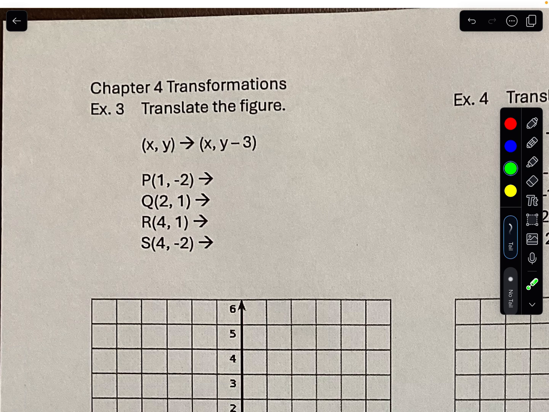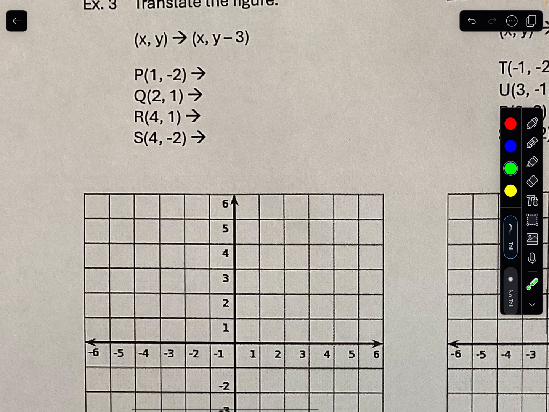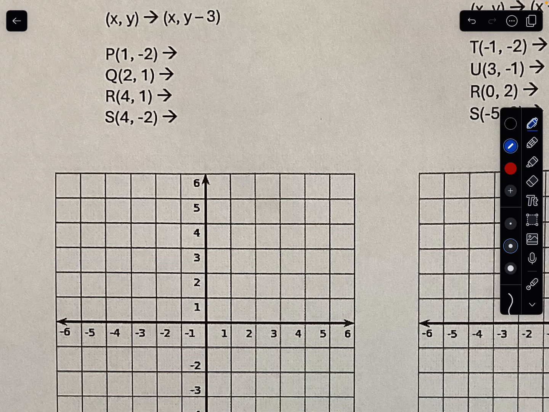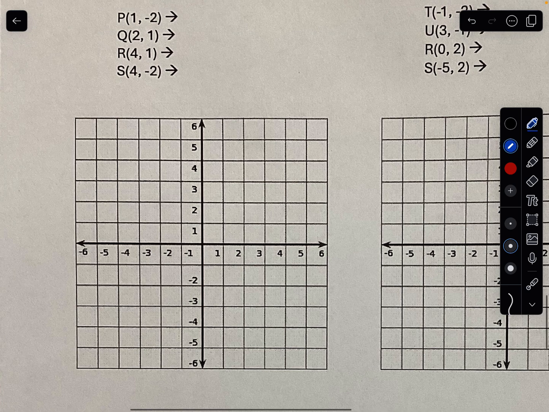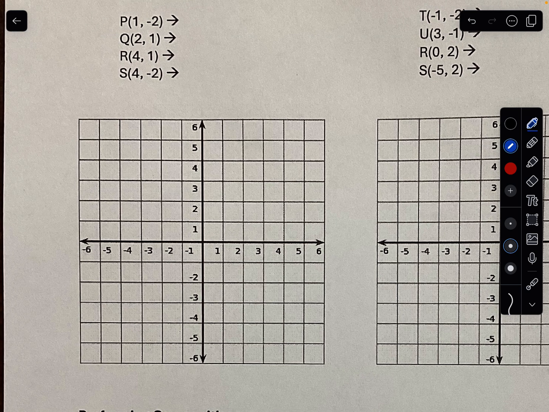So, back page is what I was just talking about. Now, let's do this first. Let's go ahead and plot the original points it gives us, our pre-image. I'm going to do that. If you have different colors and want to use those, sometimes that's helpful. If you don't, that's okay, because we're going to label them anyway. All right? So I'm going to use blue.